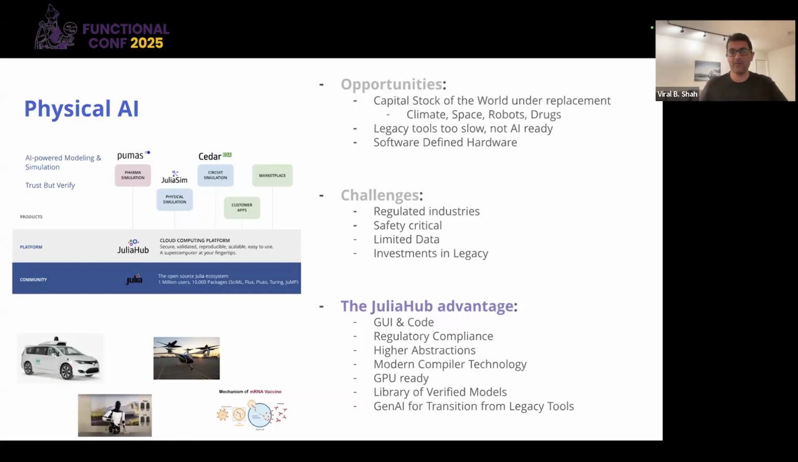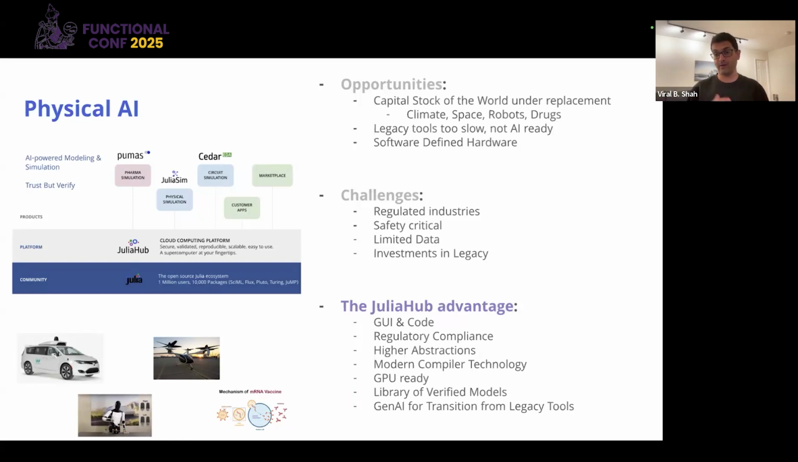And this is where we believe we have an advantage. We have a beautiful open source ecosystem with 1 million users out there across a variety of different domains. Our view is that all these products that we build for scientists and engineers are not just code only, but they're code and GUI at the same time. That there's a two-way street.